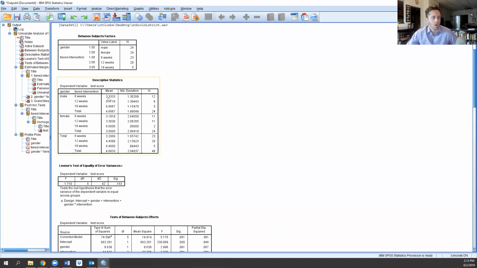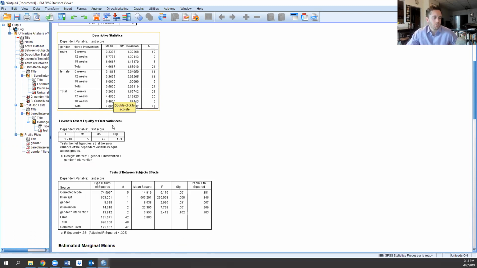This also describes the relative means for males who had 6 weeks, 12 weeks, and 18 weeks, and then females of the same number. If we see here a quick glance, we see that scores went up from 6 weeks to 12 weeks to 18 weeks. And then we also see scores slightly rose from 6 weeks to 12 weeks, and then rose more substantially to 18 weeks for females.